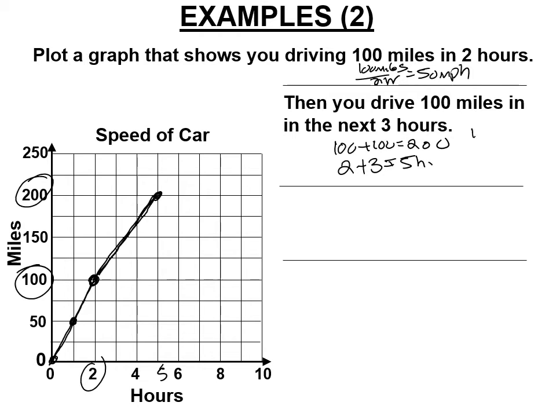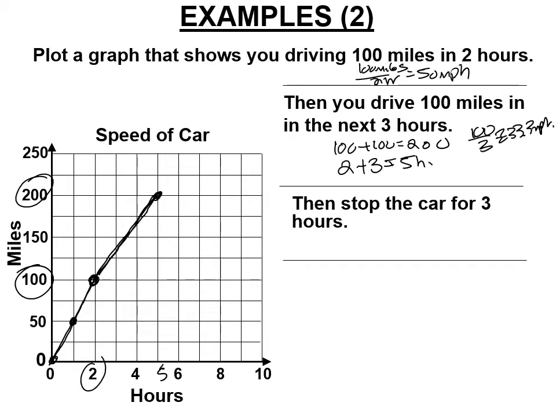And again, that's not 100 miles per hour. It's approximately 33.3 miles per hour. Then they stopped the car for 3 hours. So what does that look like? We learned, when you're stopped, you get a horizontal line. So for 3 more hours, now we're at 8, because 5 plus 3 is 8.